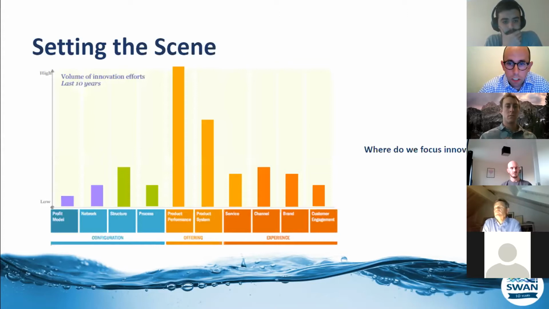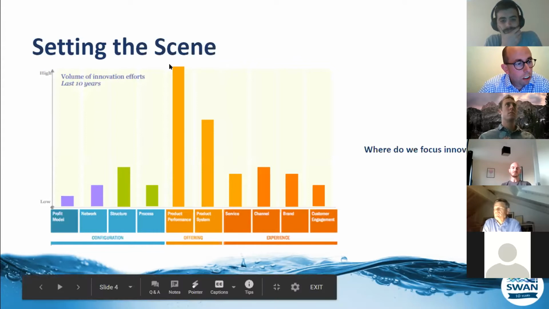And to take that a step further, I've pulled together some high-level summary information here, to look at where we tend to focus our efforts in terms of innovation across those 10 components. And rather unsurprisingly, you can see that there's a lot of innovation around these two central pieces here.